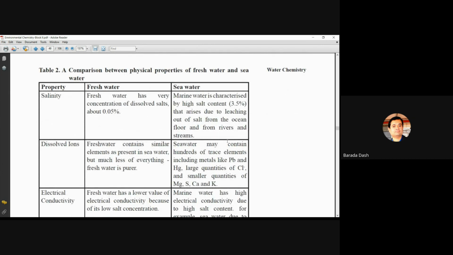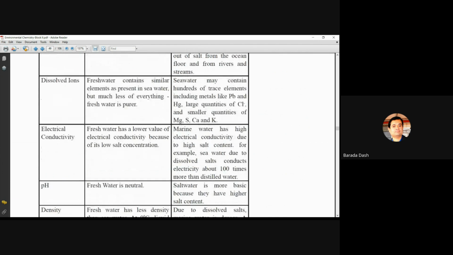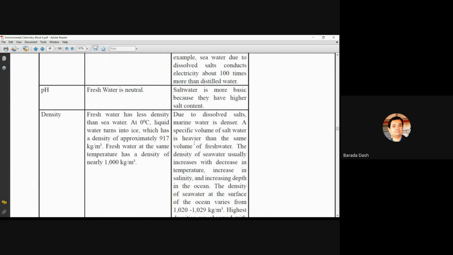So what is the comparison between the physical properties of fresh water and seawater? Fresh water has very low salinity. Seawater salinity is more. Dissolved ions are very few in fresh water, whereas in seawater they are very high. Electrical conductivity of fresh water is low. Due to the presence of a lot of salts, electrical conductivity of seawater is high. pH of fresh water is neutral. Salt water is more basic because it has higher salt content.